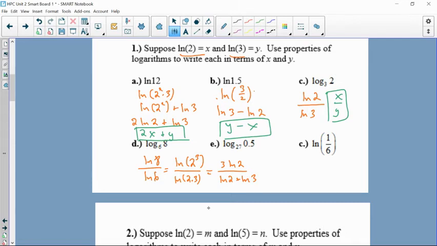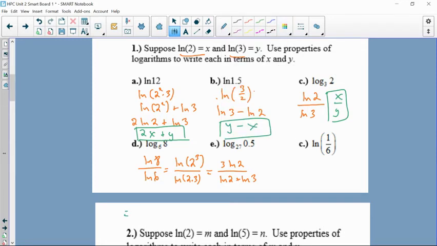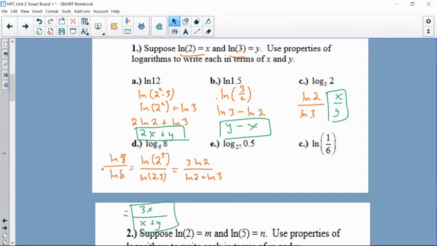And so then that would equal, now I can go ahead and change pen colors. I guess I started that trend here. That equals 3 times x divided by x plus y. Excellent.